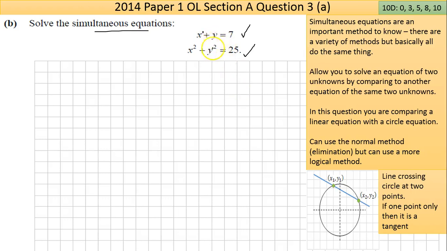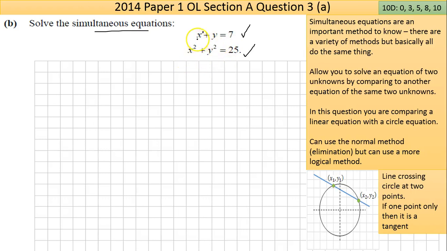Now, I can't use the elimination method because there's squares and squares. I'm going to have to do the substitution method. So I'm going to rearrange this top equation, the easy equation, for x or y. I'm not sure what I did in the notes here. And then sub that rearranged equation into the bottom equation, and it should calculate out.